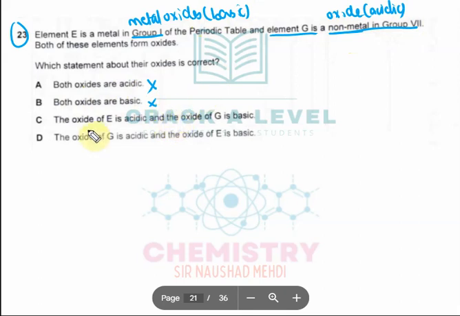And then the oxide of E, which is the metal oxide, is acidic? No. It's a basic oxide. This is also not correct. Oxide of G is acidic, yes, because it's a non-metal oxide, and oxide of E is basic. So option D is the correct answer for this.